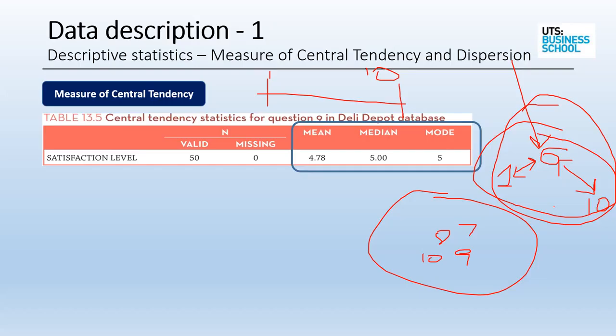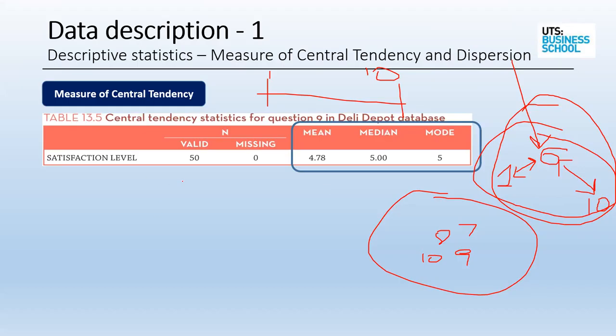So if the dispersion is very high in customer service, it means that the restaurant has to take steps to identify why some consumers are not happy and why some consumers are extremely happy. So how you can improve the satisfaction levels for consumers that are not happy. So that's the whole idea.